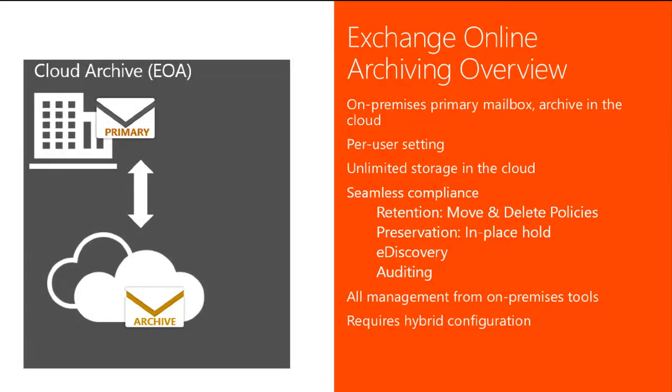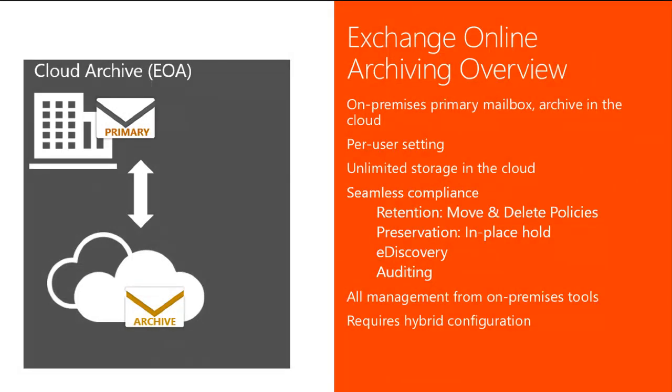So an overview of what it is, it's a per-user setting, so it's not an all-or-nothing deal. You can have some mailboxes, both primary and archive, on premises. You can have some of them in cloud, but some users, you can say, I want to use EOA, per-user setting. Huge benefit is unlimited storage. So bring me your 25, your 50, your 100 gig mailbox users, and I'm going to store their mail in the cloud, and I'm going to give you unlimited storage to do that. How cool is that?